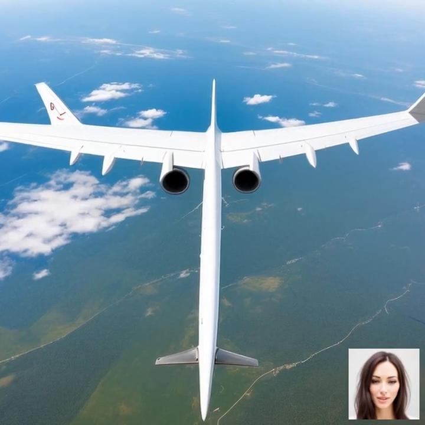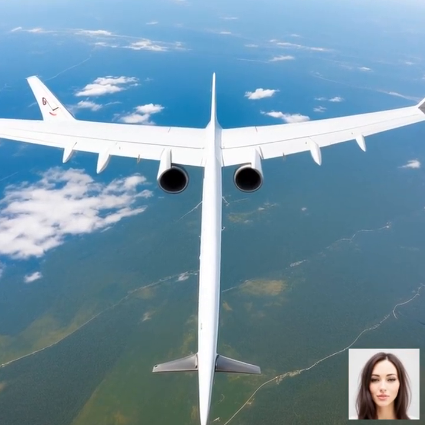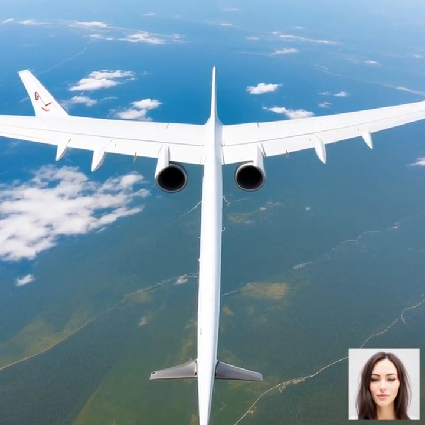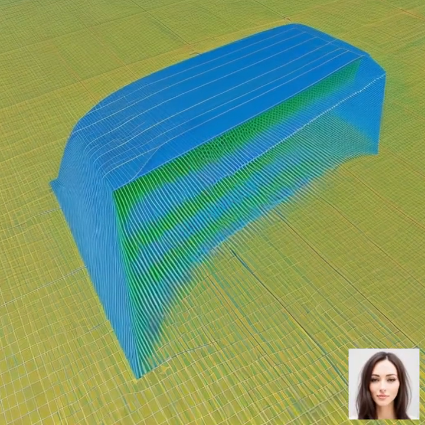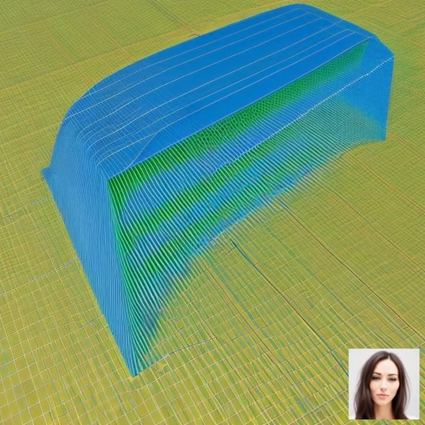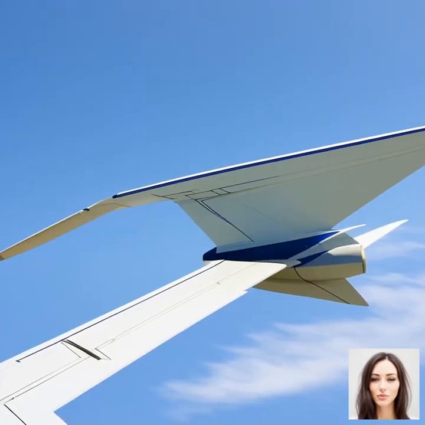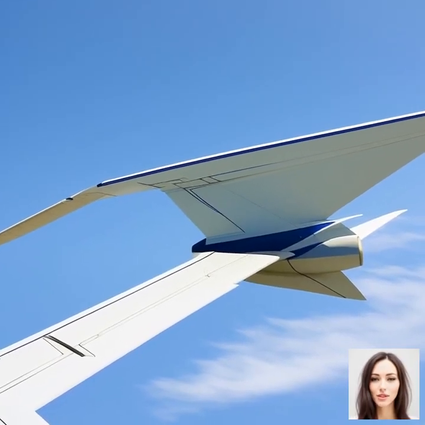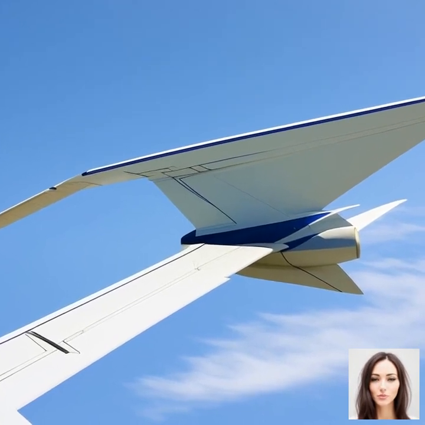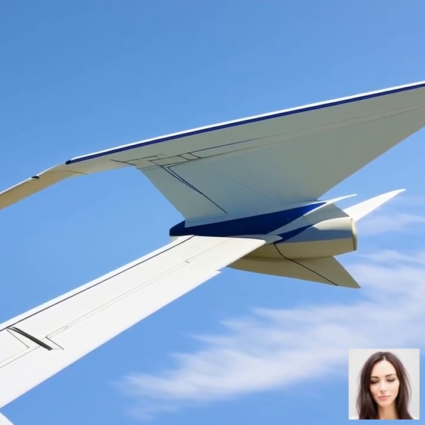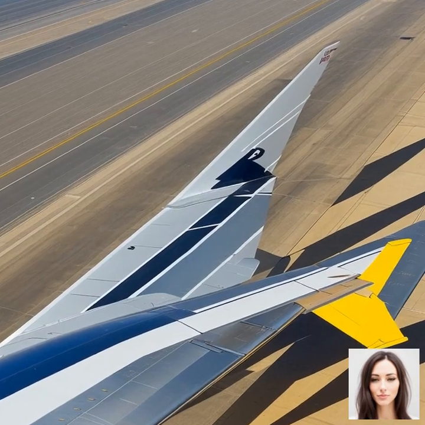As the angle of attack increases, lift increases up to a certain point, known as the critical angle of attack. Beyond this point, the wing will stall, meaning it loses lift rapidly, which can be dangerous during flight. Pilots must carefully manage the angle of attack to maintain optimal lift and avoid stalling.